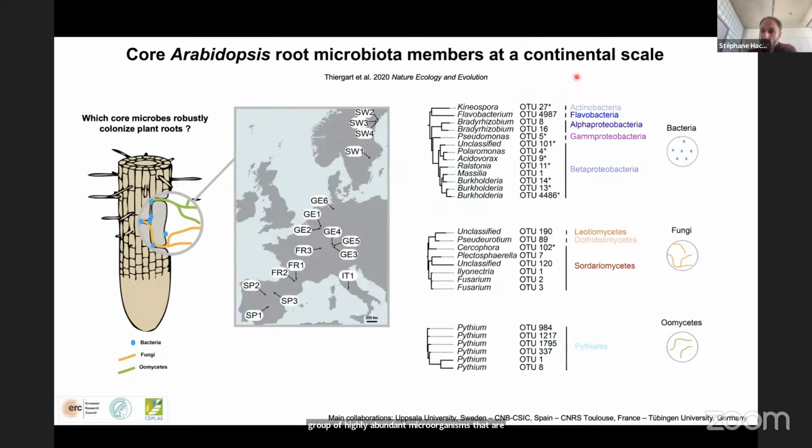These core microbiota members are quite diverse for the bacterial microbiota and less diverse for the fungi and for the oomycetes, thus mainly belonging to Sordariomycetes for the fungi and Pythiales for the oomycetes. And interestingly, when you look at the names of these filamentous eukaryotes, they have been extensively described as pathogens, especially of Arabidopsis. And I will come back to this during my talk.